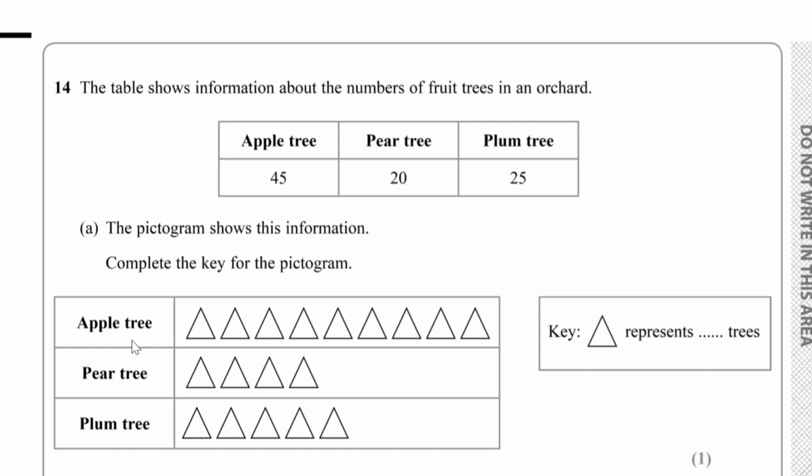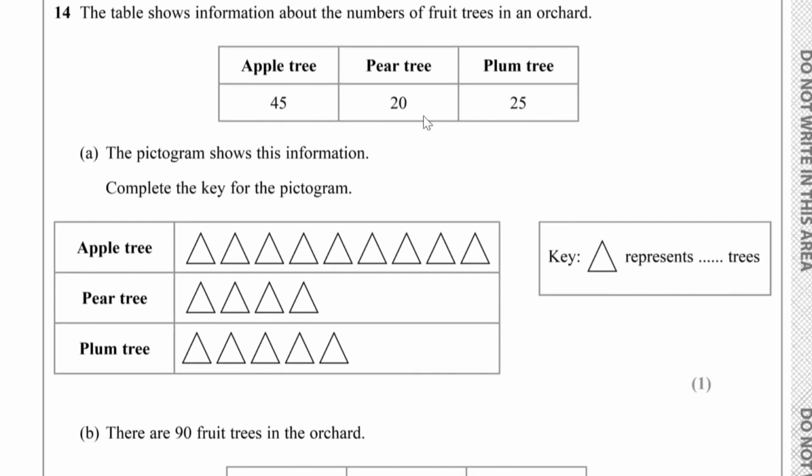So here we've got 1, 2, 3, 4, 5, 6, 7, 8, 9 triangles for apple tree, and we've got 45 apple trees in total, and therefore 45 divided by 9 is equal to 5. So one triangle would represent 5 trees.